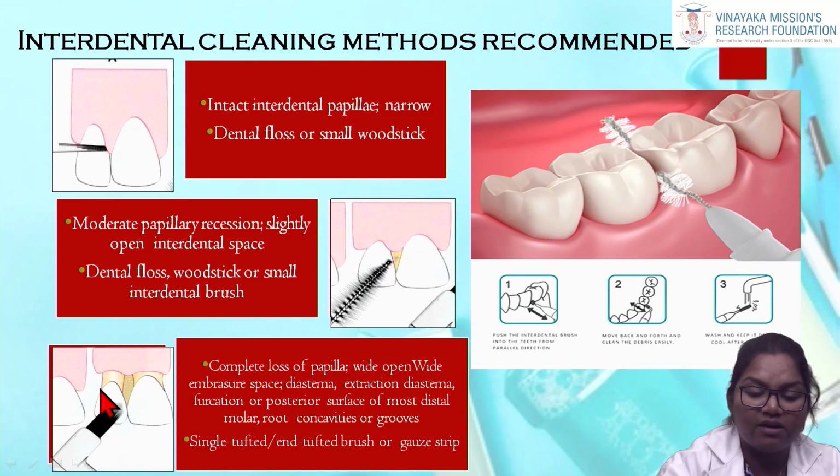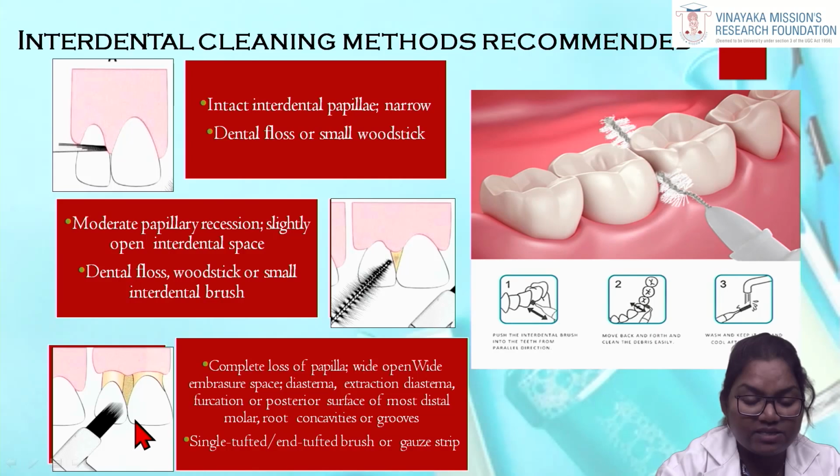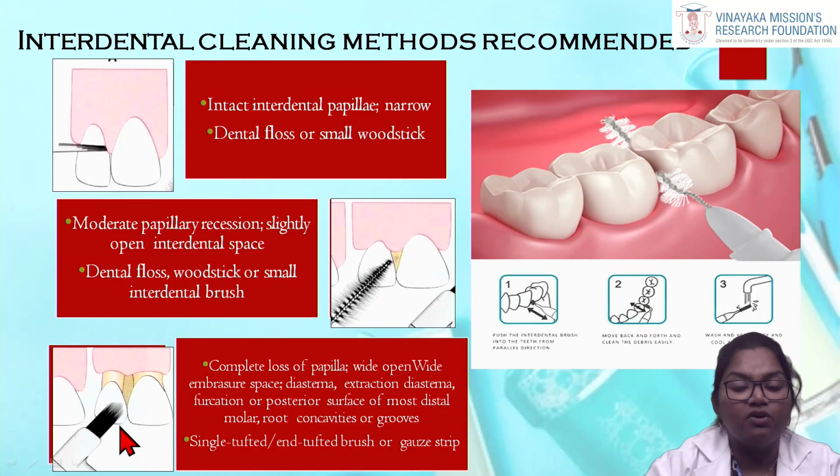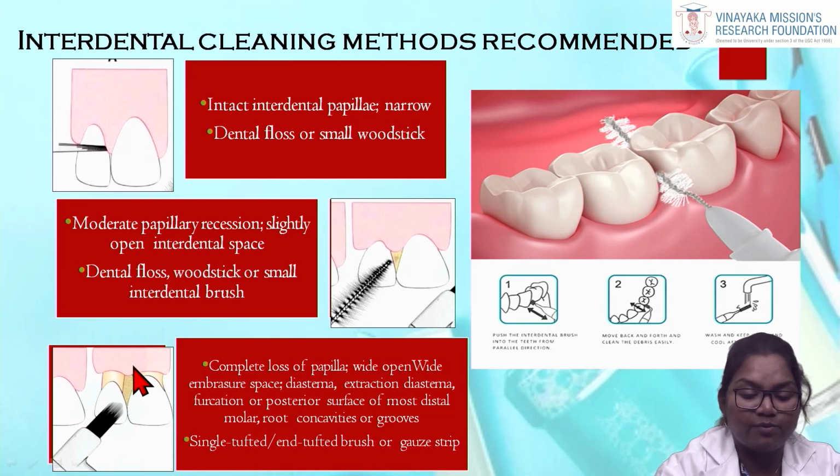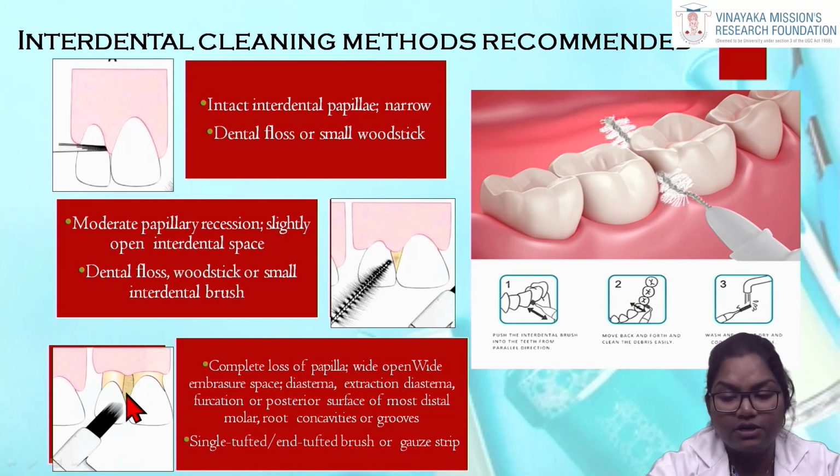Then we have a complete loss of papilla in this region, where it has got wide embrasure space. It can be because of a diastema, extraction diastema, furcation or posterior surface of the most distal molar, or root concavities or grooves. In this, a single tufted or end tufted brush or a gauze strip is used.